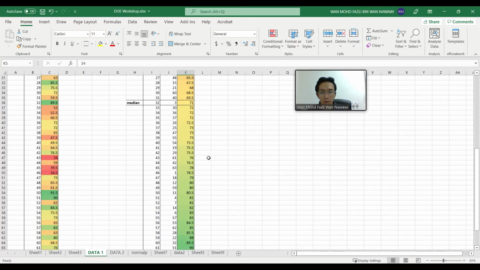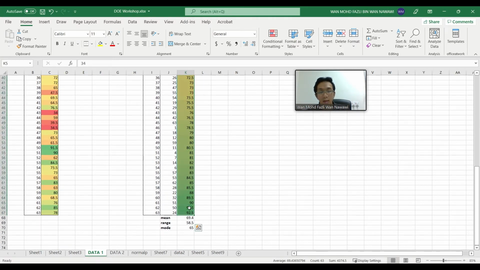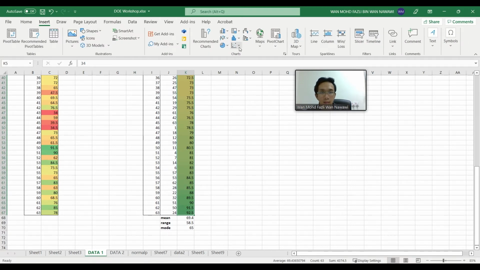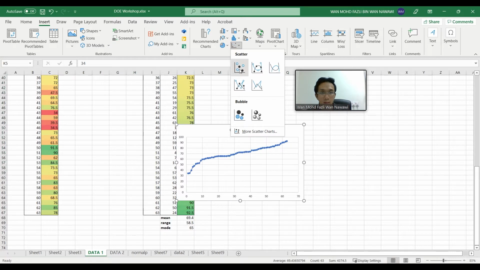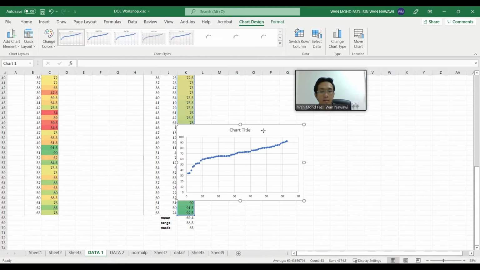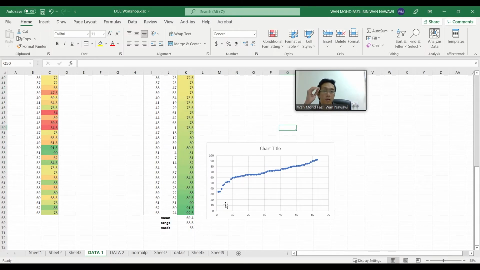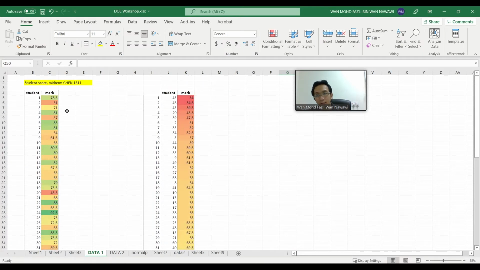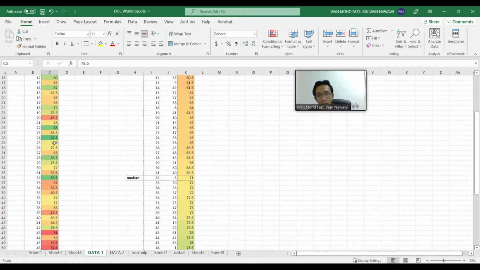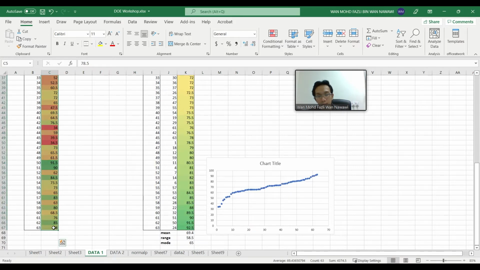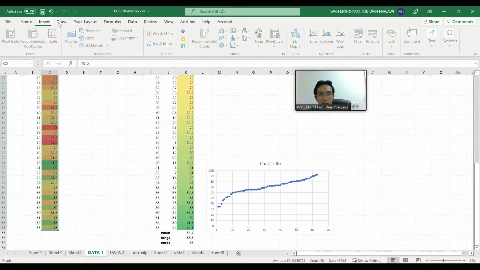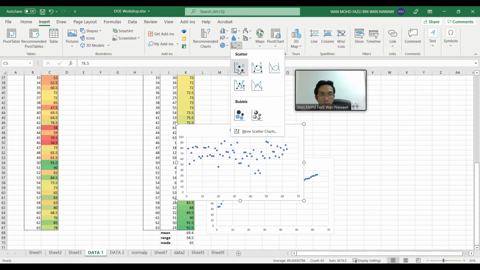So let's say you take this, and then you go to Insert and find the scatter plot. Okay, you see something like this, because you already ordered it. If I take the one that is not ordered, let's say I take this one, and then I take this, and I insert a new graph, you get something like this.